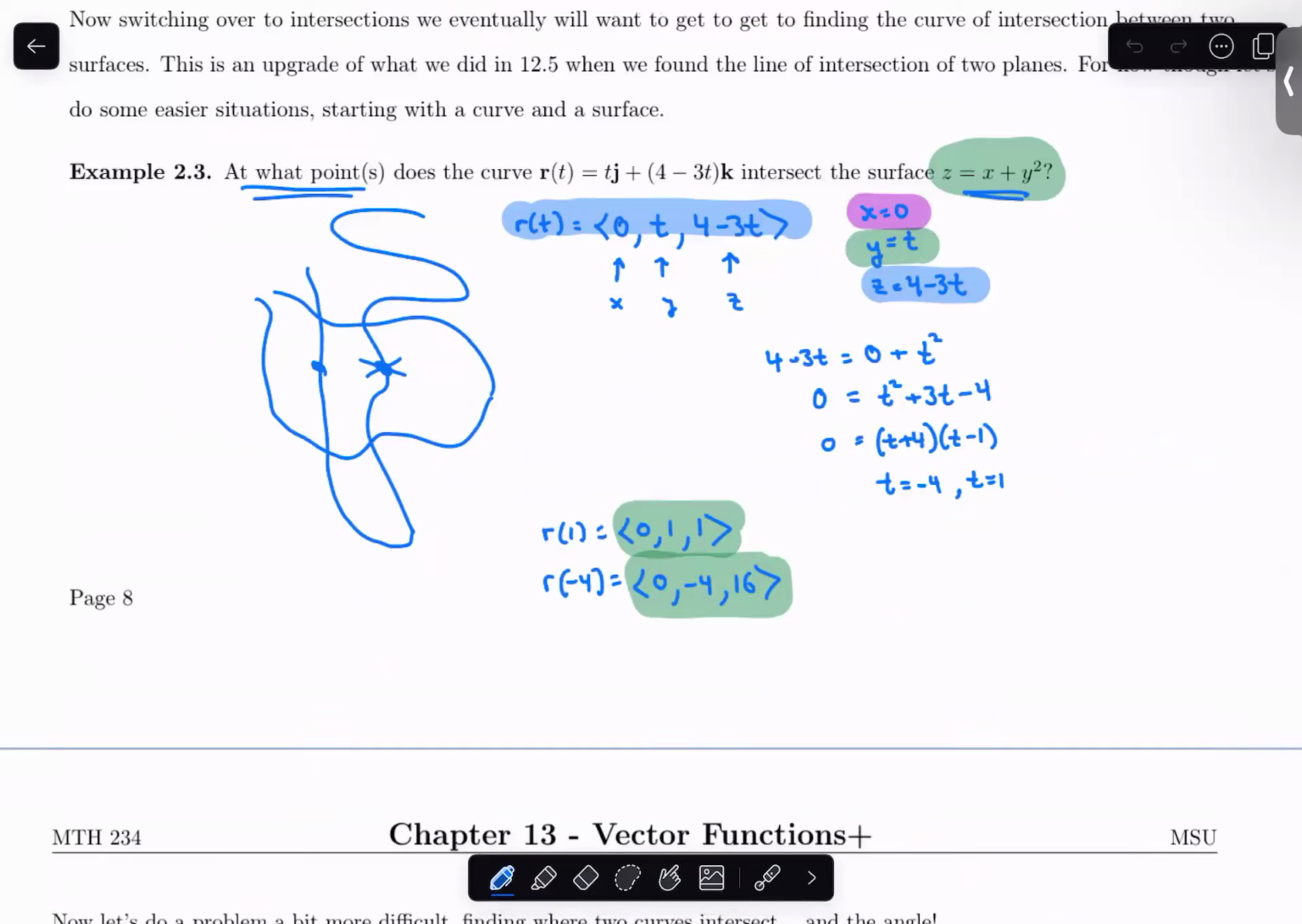For instance, these are the same sorts of games that we played back when we only had planes and lines, but now you can do them with any old vector function. In this case, it asked, where does this curve intersect the surface? The technique for solving this is exactly the same: you take the x, y, and z components and plug those in.